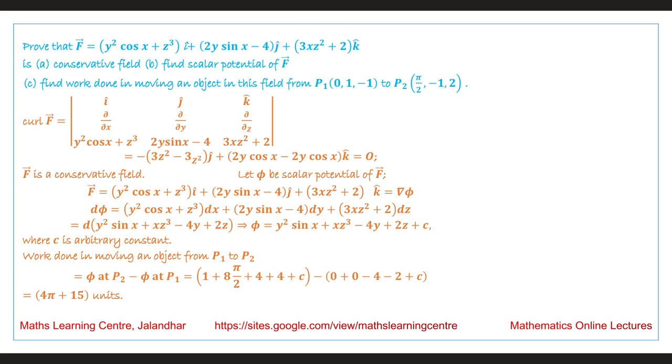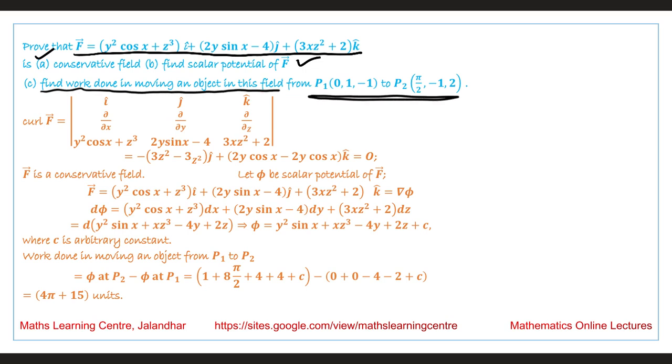Next, prove that this F vector is a conservative field. We have to calculate the scalar potential, and then find the work done in moving an object in this field from the point P1 to P2. To prove that it is a conservative field, we have to prove that the curl of F vector is equal to 0.